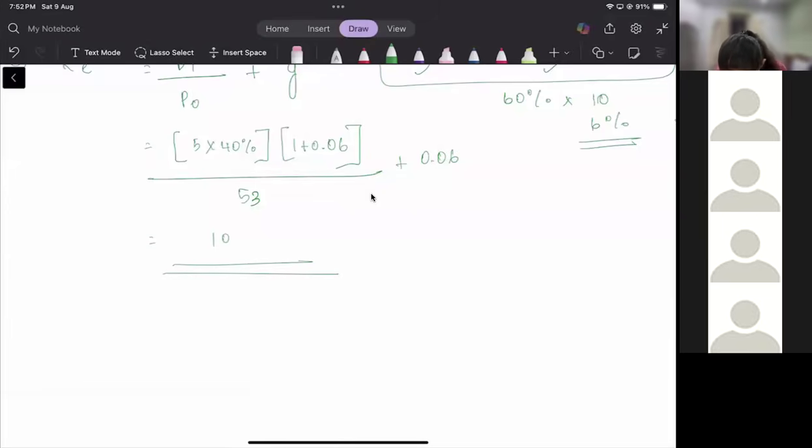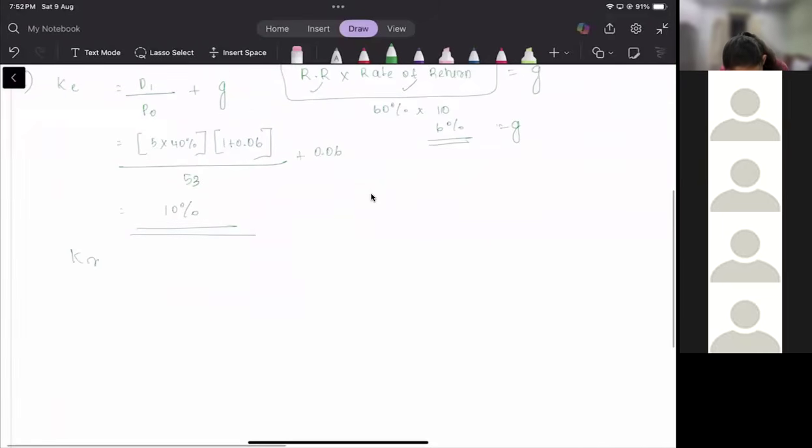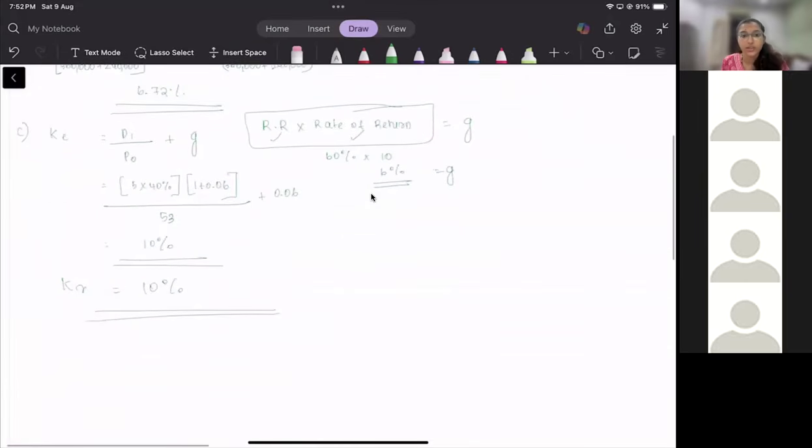Yes, 10%. So this is our cost of equity. Now tell me what will be our cost of retained earnings? K is equal to KR, because there is no flotation cost or personal income tax or any information like that given. So we can assume that K is equal to KR. So KR also will be equal to 10 percent, since there are no flotation cost or such kind of adjustments given in the question.